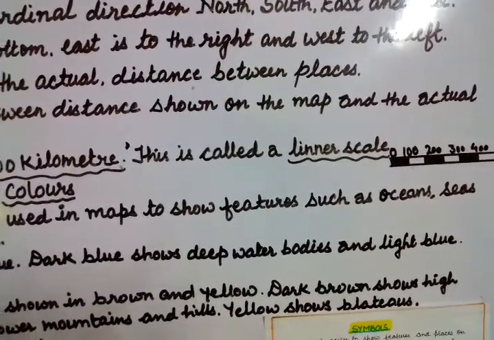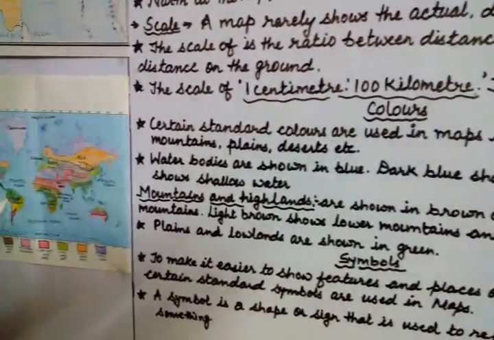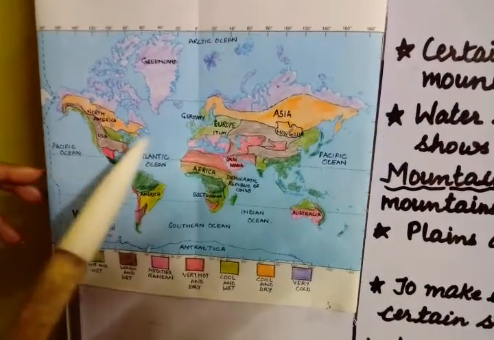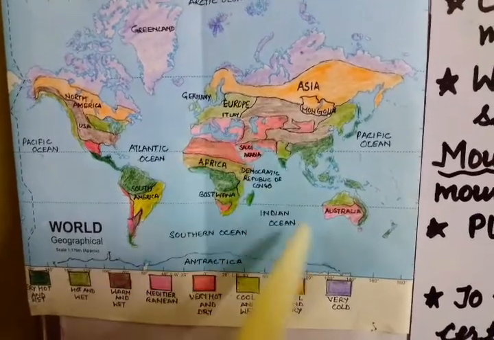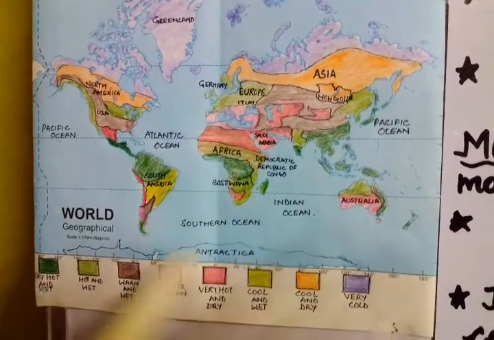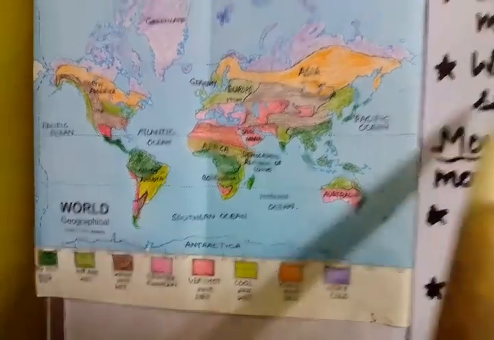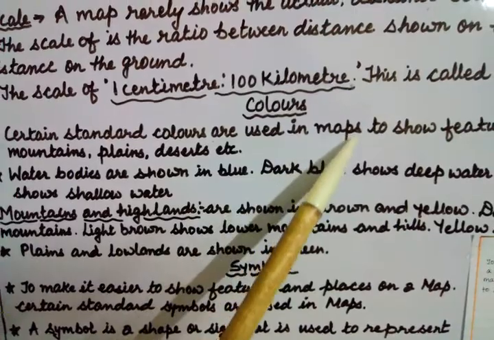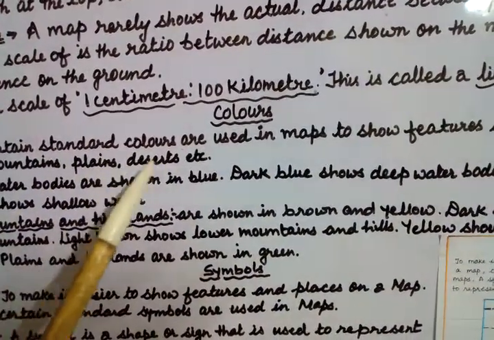After that, we come to colors. Here in this map, I have shown some particular colors. This is a world map. In this world map, I have shown the oceans and the continents in different colors, and I have mentioned in this box which color shows which feature. Certain standard colors are used in maps to show features such as oceans, seas, mountains, plains, deserts, etc.